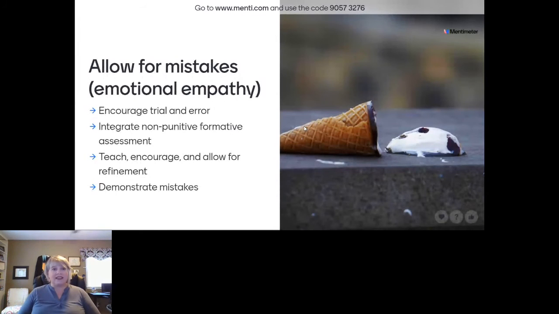Allow for mistakes. So I encourage mistakes in my class. In fact, I design mistake-based problem-based learning experiences. Deliberately mess up, because it's just as important to know what not to do in a complex learning situation as it is to know what to do. This teaches troubleshooting and problem resolution in an indirect path. Encourage trial and error. Integrate non-punitive formative assessment. Give them a bunch of quizzes, but don't grade them.